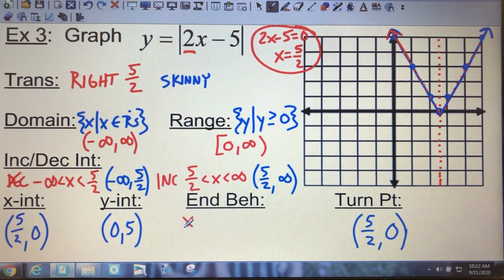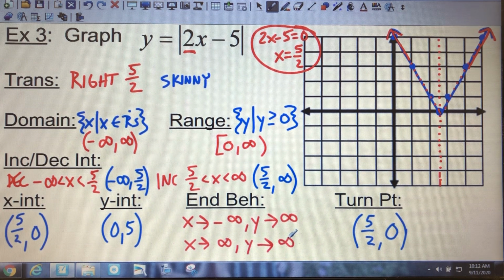So x approaches negative infinity, y approaches positive infinity. That's your left-hand end behavior. Right-hand end behavior, as you go to the right, x is getting bigger, x approaches positive infinity, y is getting bigger, it's going up. And there you have it. So that would be, because of that 2, that's your slope.